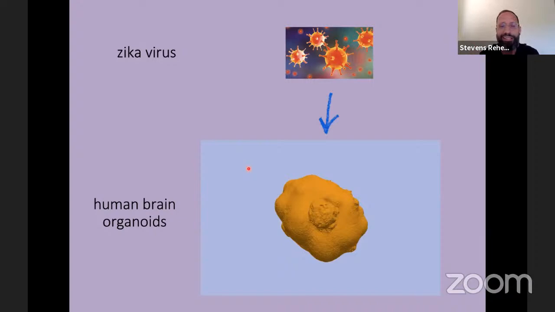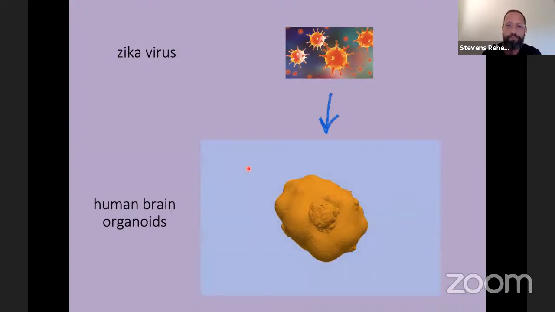At that time, it was not clear if the microcephaly was associated with the Zika virus, or even if the effect was indirect. For example, the pregnant mothers could be infected, and because of some kind of immune response, this immune response would be causing that kind of brain malformations. So we decided to infect these brain organoids and also neural stem cells directly with the Zika virus.